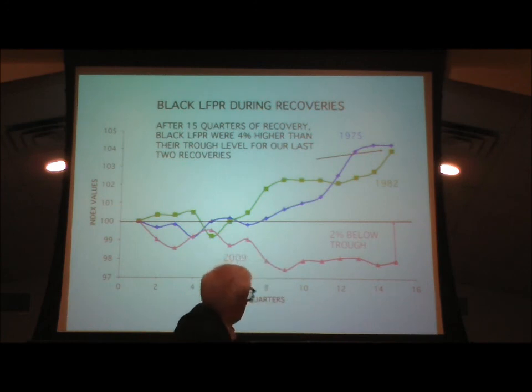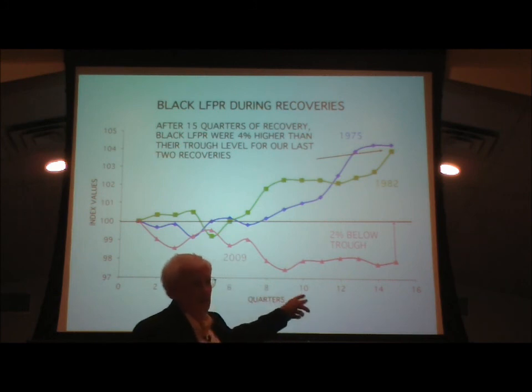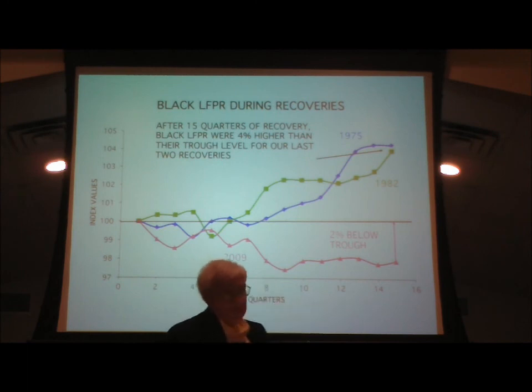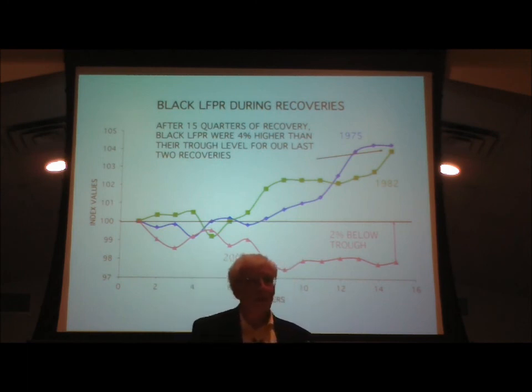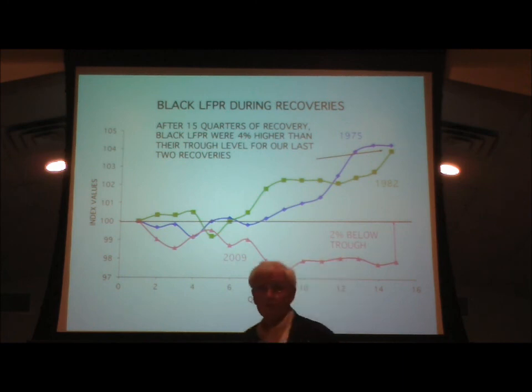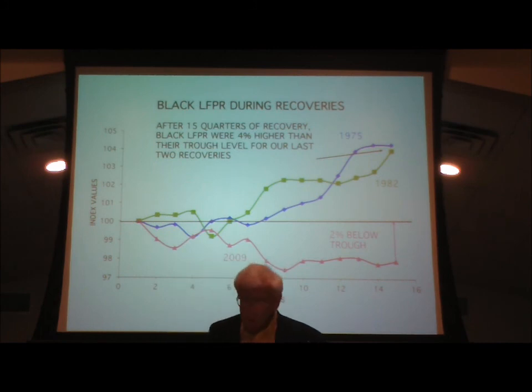But you notice what's happened in our current recovery, the 2009 recovery. We're 2% lower than we were when we started the recession. This is from the trough. In the other two cases, we were about 4% above. So there's a 6% gap there. And that's translating into lower incomes.